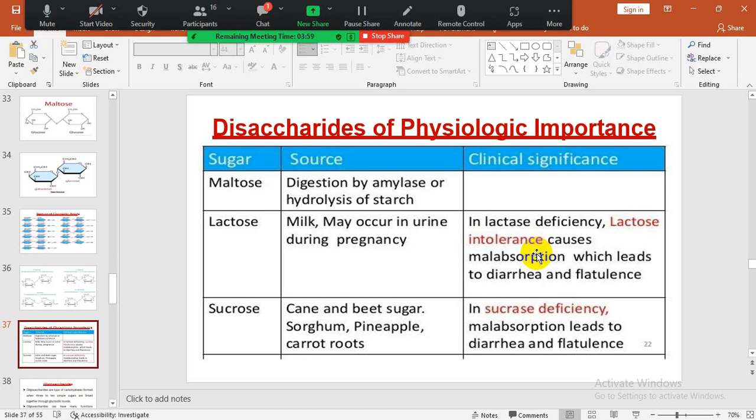But if your body is not able to digest lactose, we call it lactose intolerance, like people who have ulcer and others. Others also have genetic or congenital lactose intolerance. We also have people who cannot digest sucrose because they don't have the enzyme called sucrase. You can see them having diarrhea anytime they take sugarcane, sorghum, pineapple or carrot.